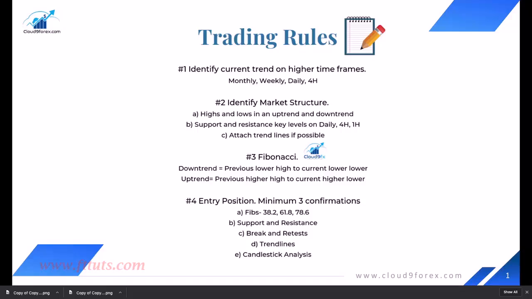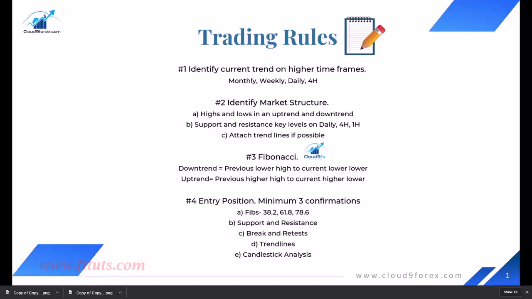A, we have our highs and lows in an uptrend and downtrend. B, we have our support and resistance key levels on the daily, 4-hour, and 1-hour. And C, attach trend lines if possible. Okay, so we have our current trend, our market structure, and then number three is Fibonacci. In a downtrend, previous lower high to current lower low. Uptrend, previous higher high to current higher low. So our highs and our lows.